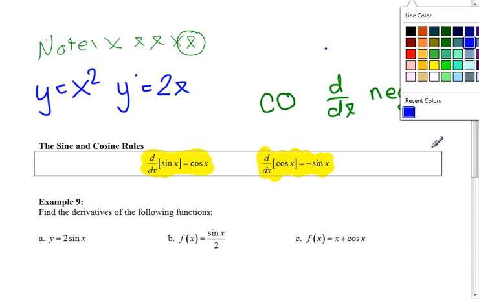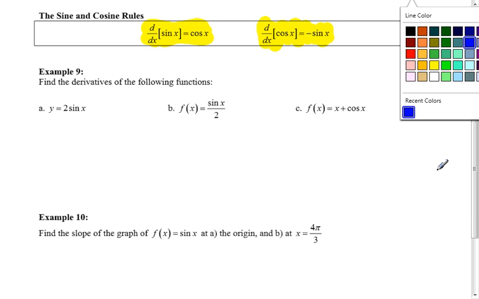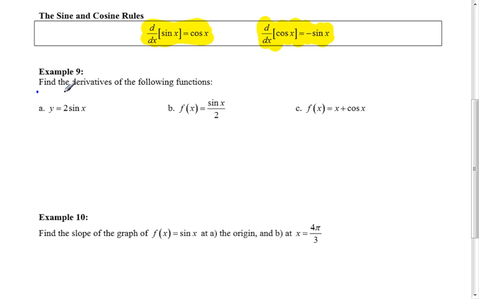Alright, so let's actually go ahead and try to work on some of these now. We're going to find the derivatives of the following functions. 2 times sine of x. Well, we already know our constant rule. Because there's a 2 there, we're just going to bring it right along, right? So y prime, or dy dx, is going to be equal to 2 times the derivative of sine. And we know that the derivative of sine is cosine. So y prime, or dy dx, either one, is going to be 2 times cosine x.